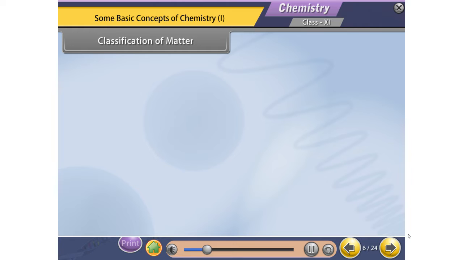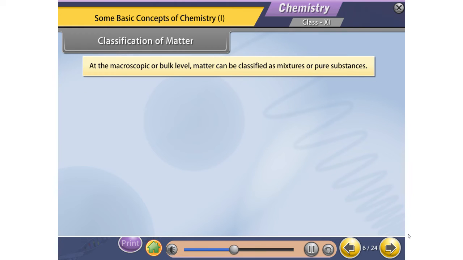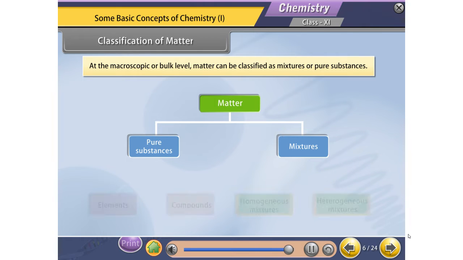Classification of matter. At the macroscopic or bulk level, matter can be classified as mixtures or pure substances.